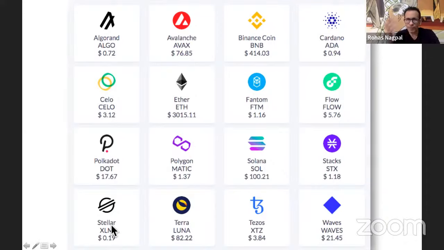And Stellar used to be very popular a few years ago, not really so much anymore. Terra is doing very well. In the world of decentralized finance, it's in the top 5. I think right now it's at number 2 in the world, just after Ethereum.